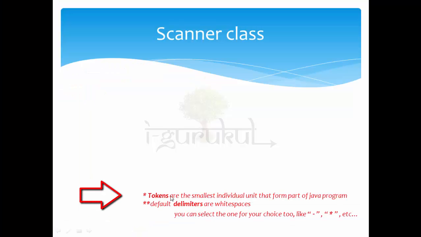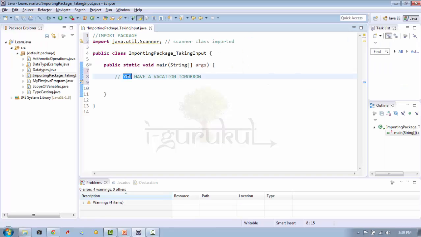Tokens are nothing but the smallest individual unit that form part of a Java program, and the default delimiter is a white space. Delimiter means the thing that separates one token from another. So for this example, you can suppose "you" as a token, then a white space, then "have" is a token, and so on. It will move on to the end of the statement.